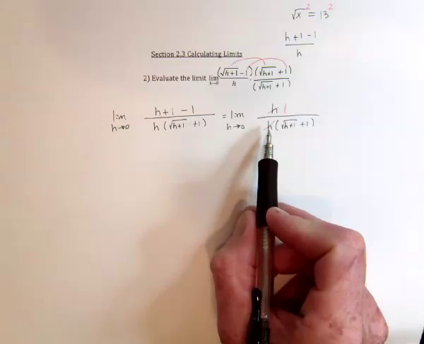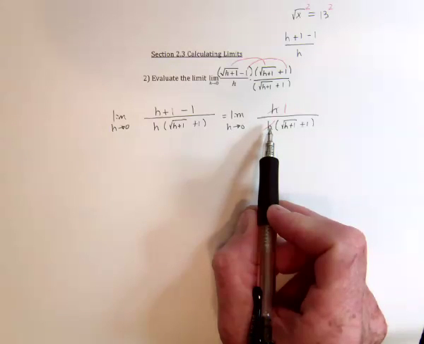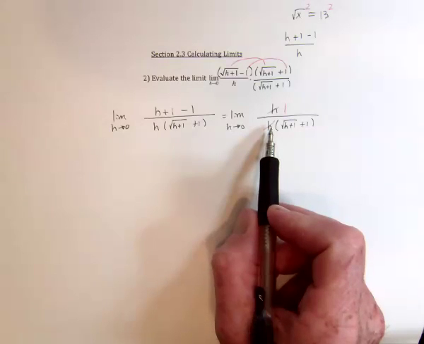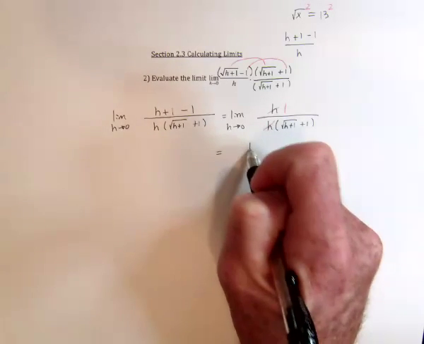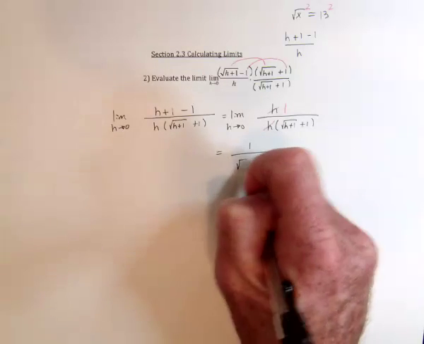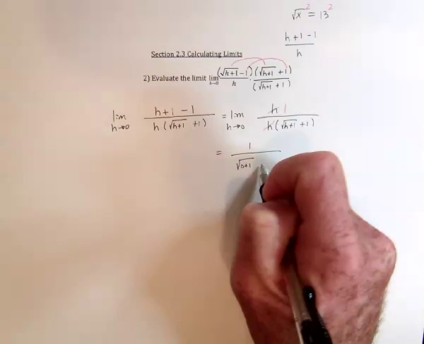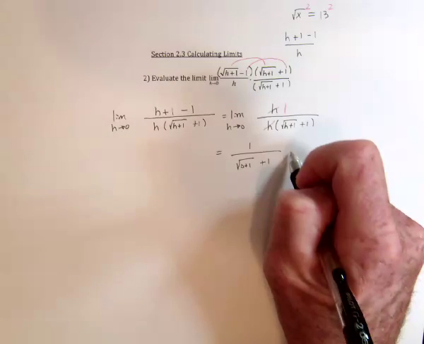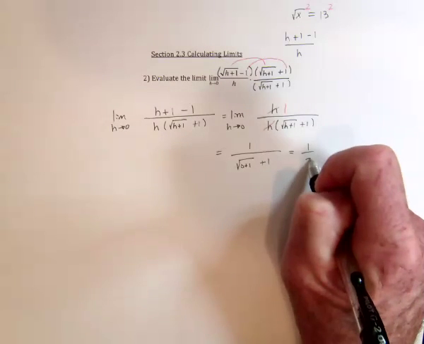And now that the problem that was causing the division by 0 has been eliminated, try substituting a 0 again. So we're going to get a 1 for the numerator and the square root of 0 plus 1, and then plus a 1, which is a grand total of 1/2.